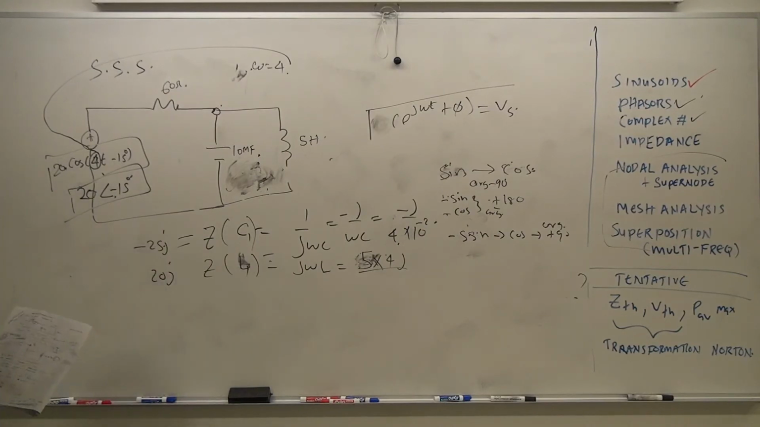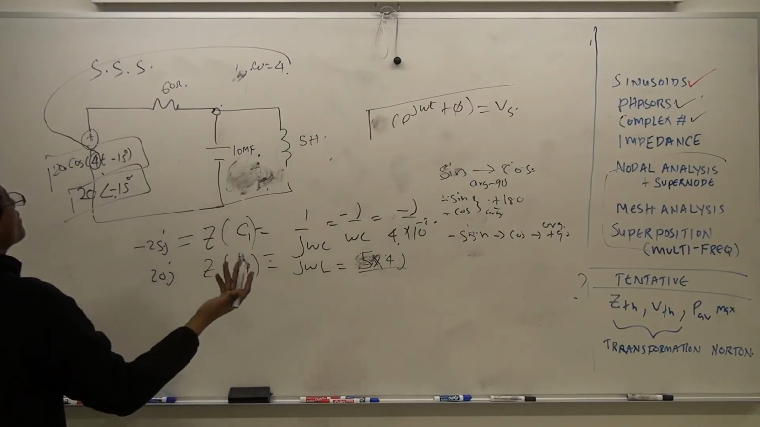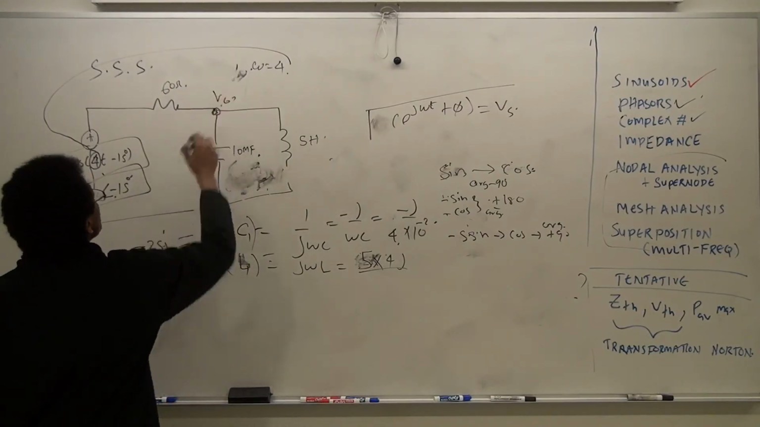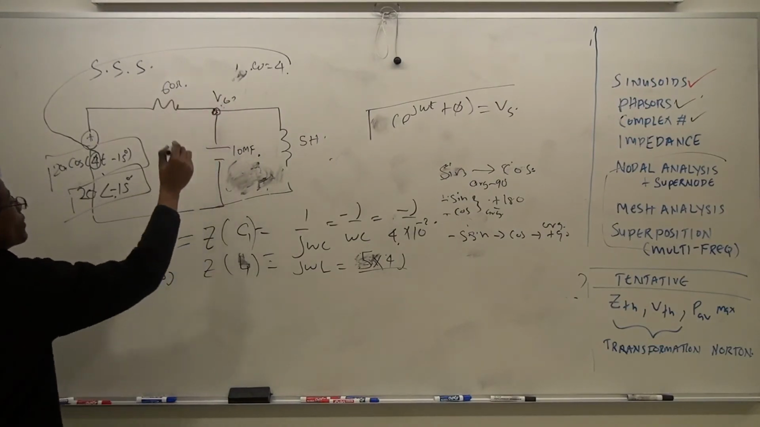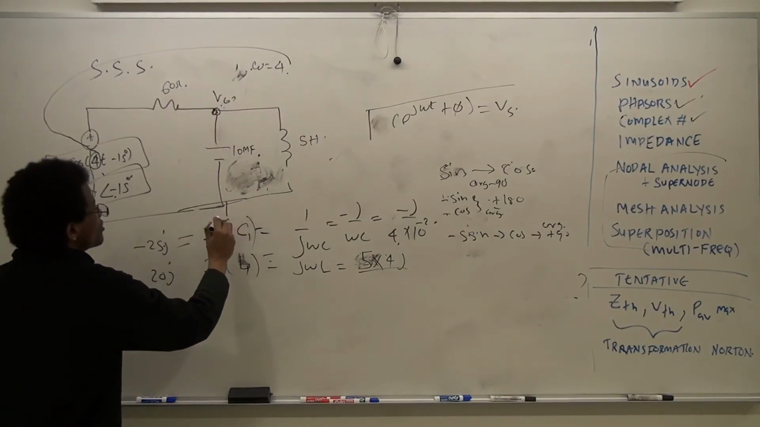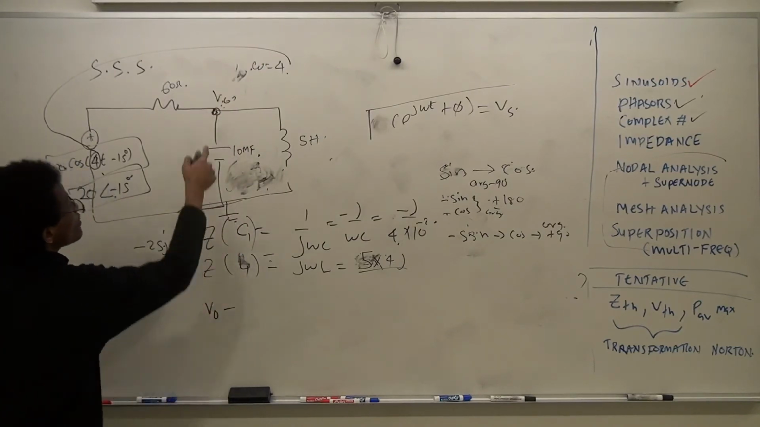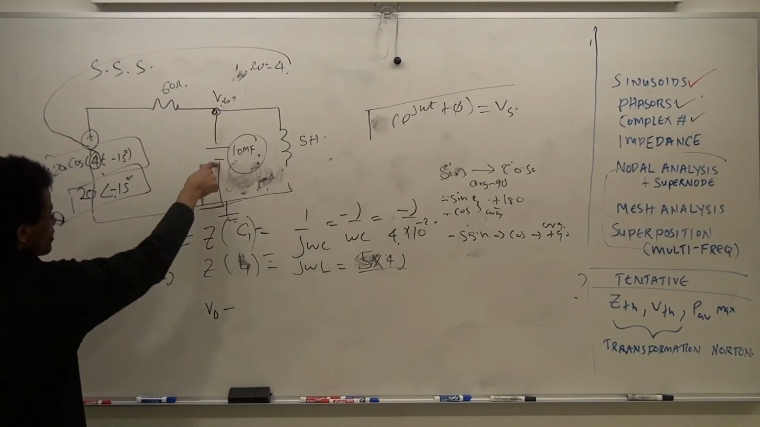Once you transform to phasor and you've got this and this, you're done. Why? Because somebody asked you to find what VO is. Let's apply nodal analysis. VO, what's this? This is the ground, remember? That's how we always do it. So VO minus this, divided by what? What's the impedance of this guy?